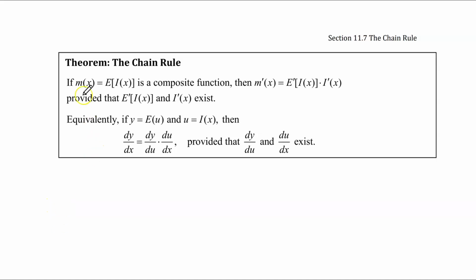Now, in general, if you have a composition of two functions, say for instance, m of x is a composition of function e and I, then its derivative is just equal to the derivative of the outer function e times the derivative of the inner function I, provided that both these two exist.